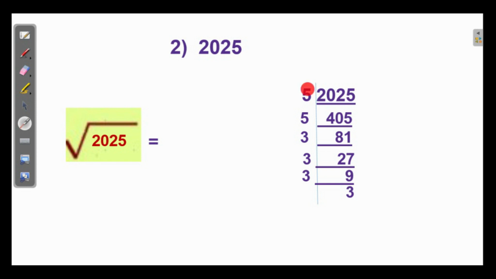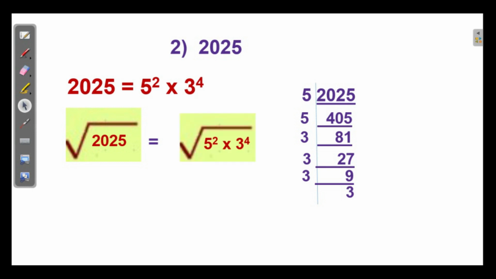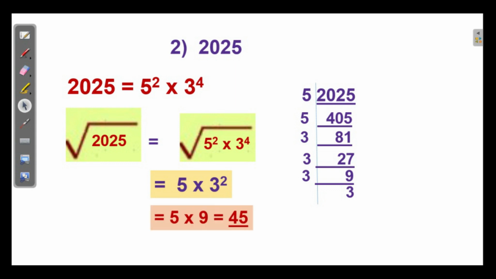Similarly, we can do this prime factorization and write 2025 as 5 square into 3 raised to 4. Square root of 5 square into 3 raised to 4: square root of 5 square is 5, and square root of 3 raised to 4 is 3 square. So, square root of 2025 is 5 into 9, which is equal to 45.